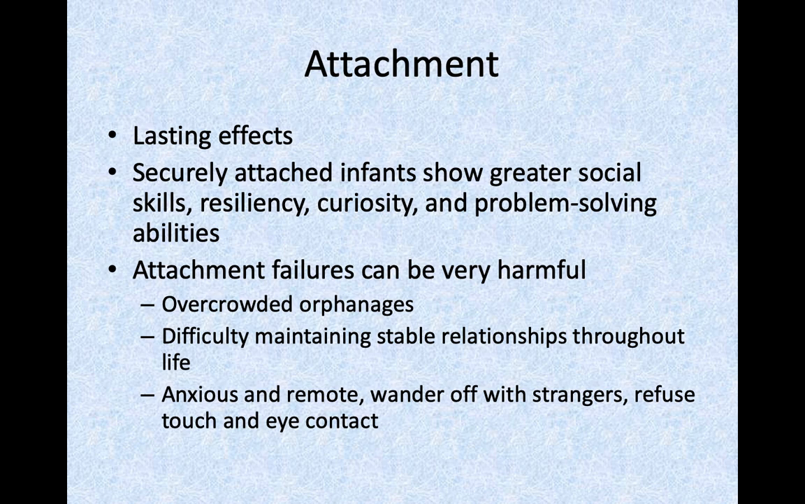So they can't attach later on to later caregivers, or they can't create emotional lasting bonds with romantic partners later on. Children with these attachment failures typically are anxious and remote. They might wander off with strangers, and they'll refuse touch and even eye contact. They don't even want to be anywhere near other people.